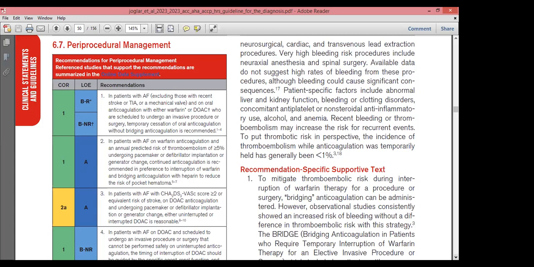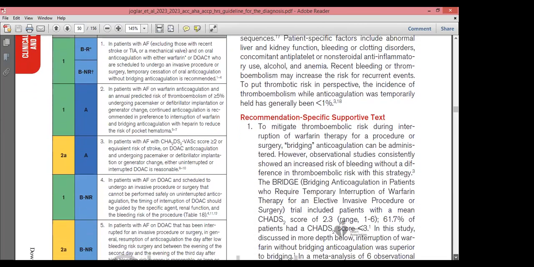So these are patients that have AF and they are on oral anticoagulants. They want to go in for an invasive surgery. It's advised that you can temporarily stop their oral anticoagulation and not give them any bridging anticoagulation like low molecular weight heparin in order to go for the surgery. So you can temporarily cease the oral anticoagulation without giving them any bridging therapy.